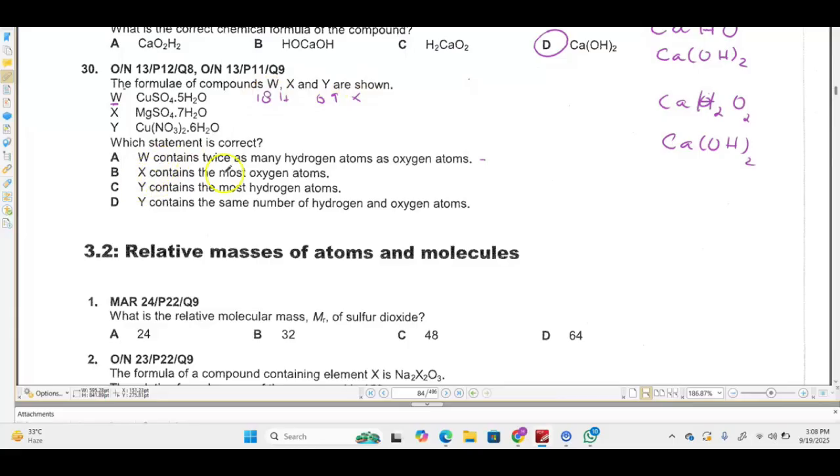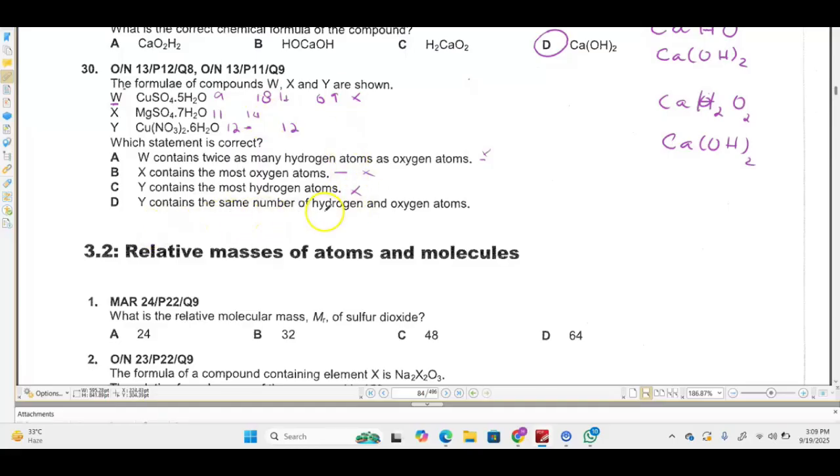Next, X contains the most oxygen atoms. So for X it's 7 and 8 and 11. Here it's 9 and over here there are 6 and 6, 12. So this contains the most oxygen atoms, so this is also not correct. Y contains the most hydrogen atoms. So how many hydrogens are there? 12 hydrogens are there, and in W there are 10 hydrogens, and in X there are 14 hydrogens. So this is also not correct.